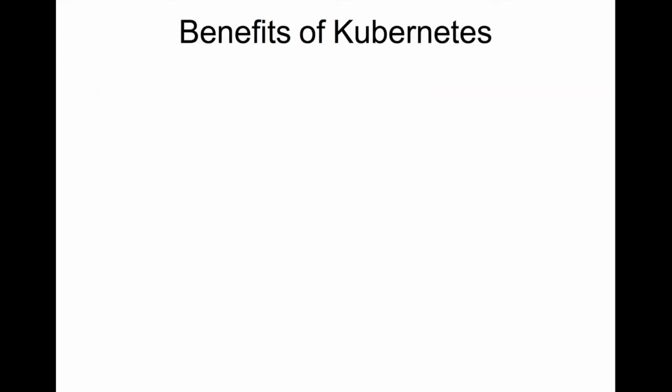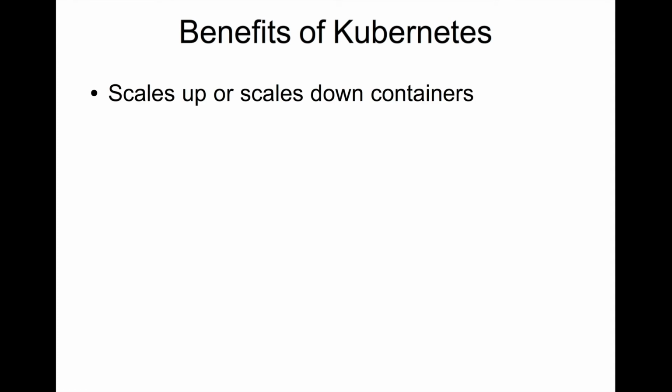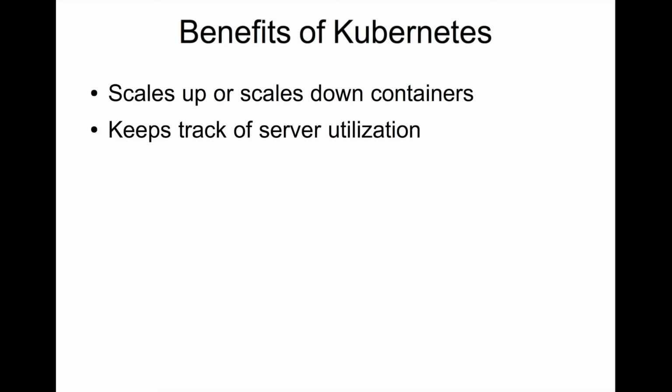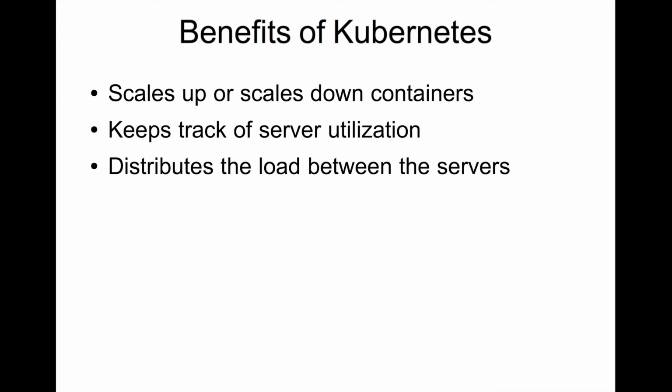Benefits of Kubernetes. Kubernetes can automatically scale up or scale down containers based on the CPU usage or based on the user request. Kubernetes keeps track of the utilization of each server in a cluster so that it can evenly distribute the load between all the servers in the cluster.